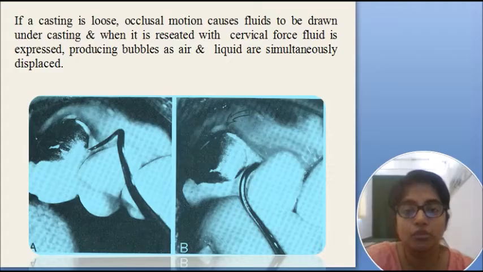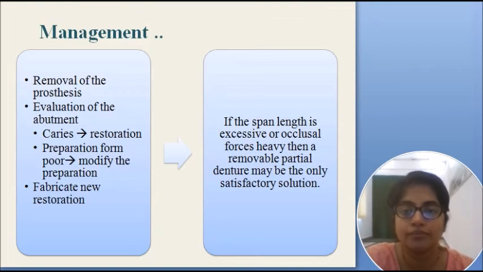If a casting is loose, occlusal motion causes fluids to be drawn under the casting, and when it is reseated with cervical force, fluid is expressed, producing bubbles of air. Bubbles appear as air and liquid are simultaneously displaced. So you can see here that when we try to move this, there is fluid movement on this particular margin, which indicates that the FPD is loose.